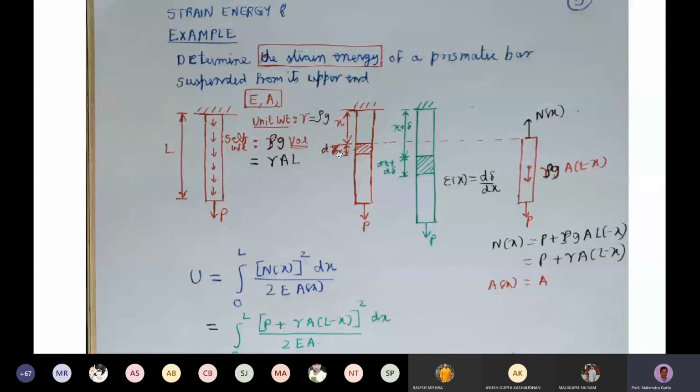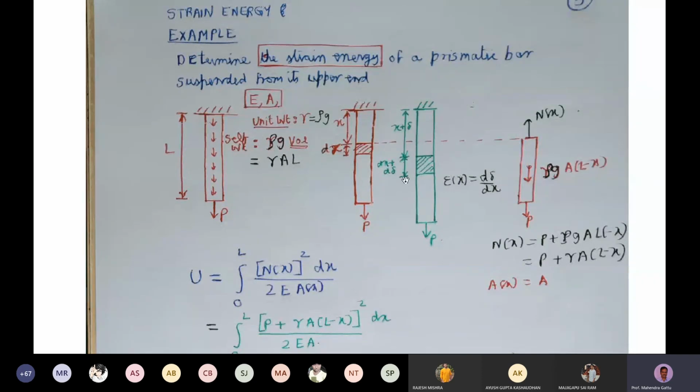So the new length will be L plus delta of L, and this point has moved by delta. So that is x plus delta, and this red part, the shaded area which we are considering for strain calculation, has increased by dx plus d delta. So the strain in this small infinitesimal unit dx is elongation, which is d delta, by initial length, which is dx. So epsilon x is d delta by dx.